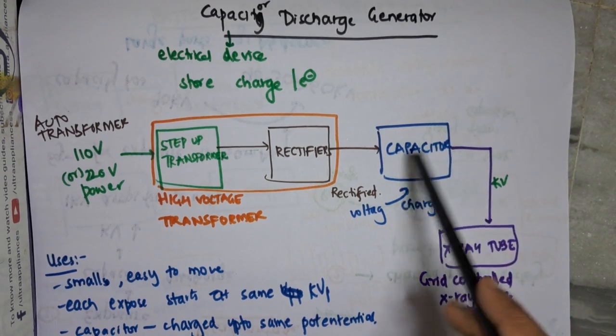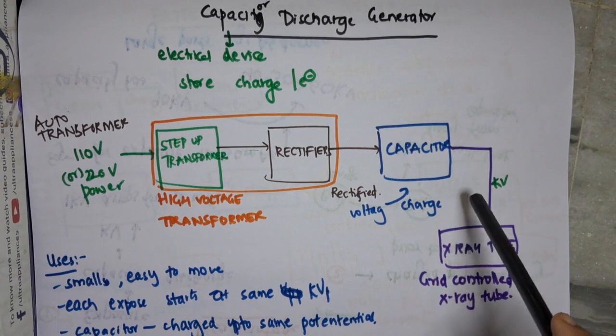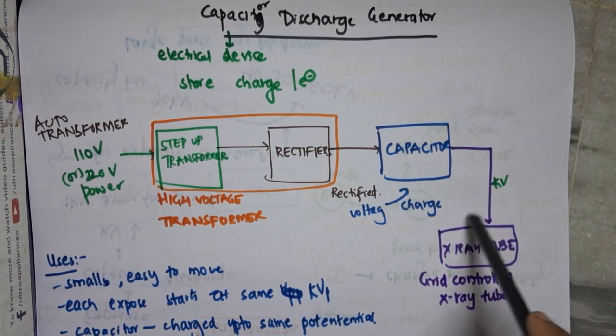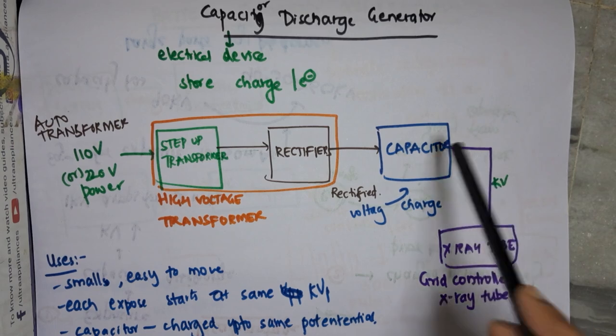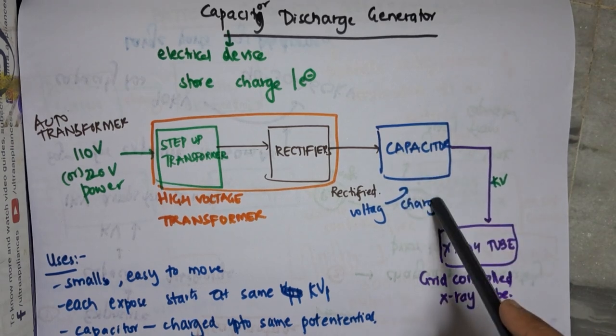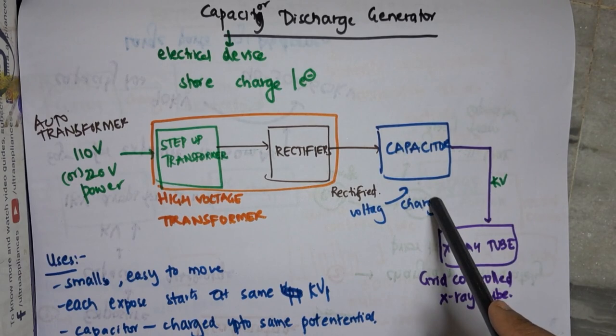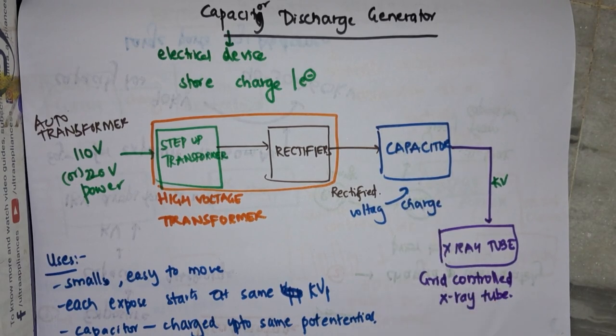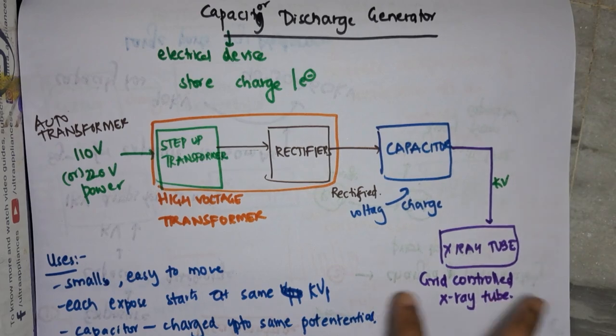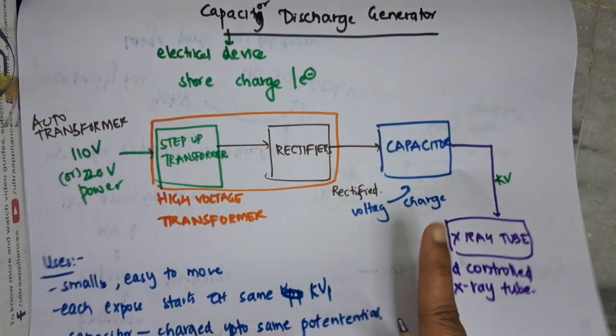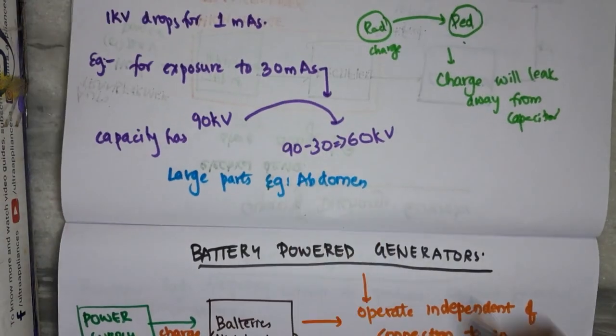Then each exposure starts with the same kVp, because this is from the capacitor. The capacitor is always charged to that same potential only. That is the advantage. What about the disadvantages?